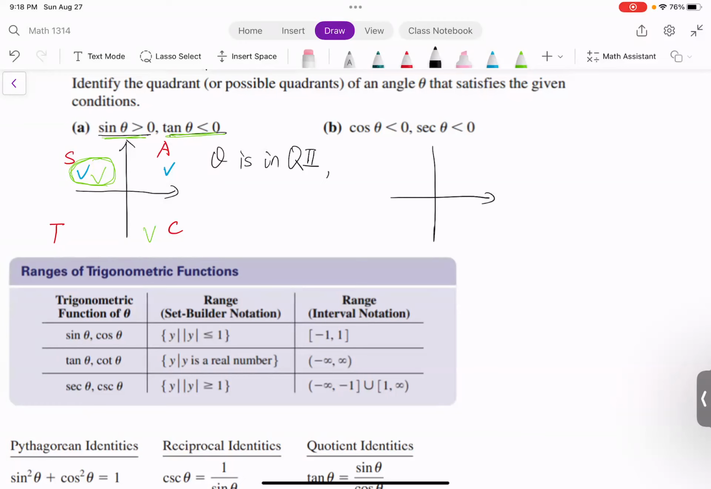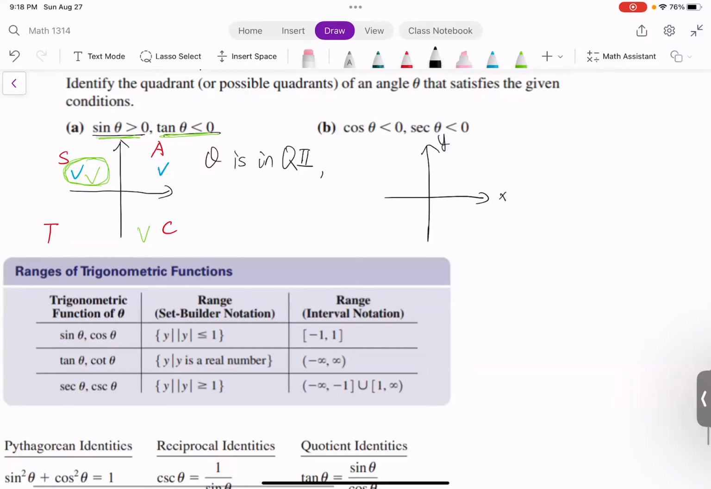I will draw the xy plane and then find my ASTC. So cosine theta is less than 0. Which two quadrants make the cosine negative? Satisfying the first condition, cosine negative, I have the second quadrant and third quadrant, because I know that here and here make the cosine positive. How about the second condition? So let's highlight this.